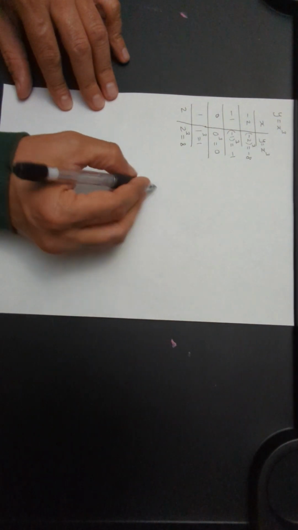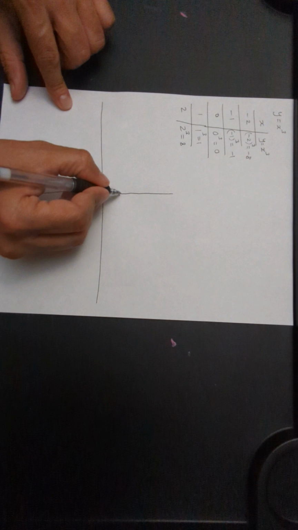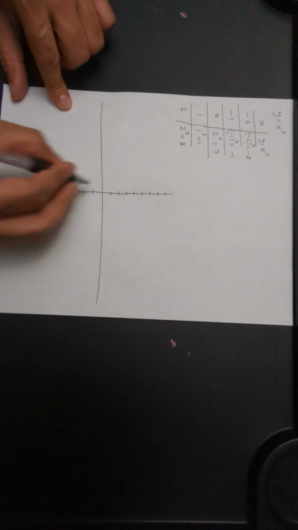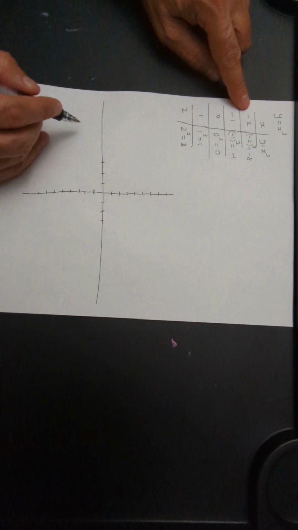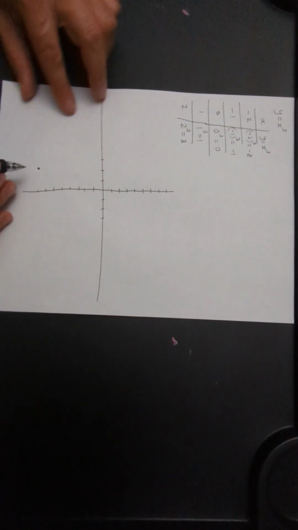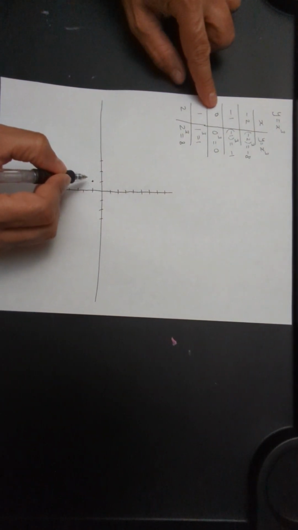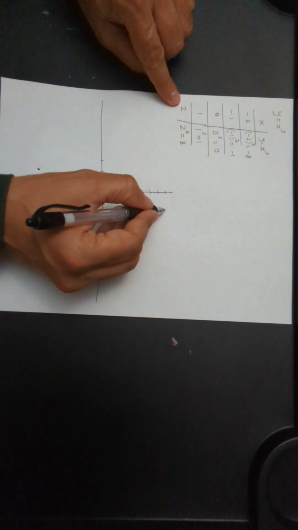Let's actually make a plot of this function. So x equals -2, y equals -8. So where is that point? -2 and -8, we are around here. So this point exists on the graph of this function. x equal to -1, y equals -1 is right here. 0, 0 is right here. 1 comma 1 is right here, and 2 comma 8 is right here.